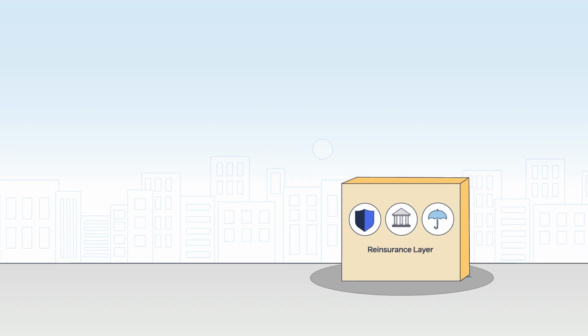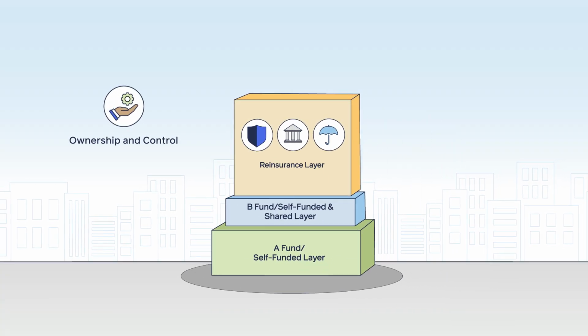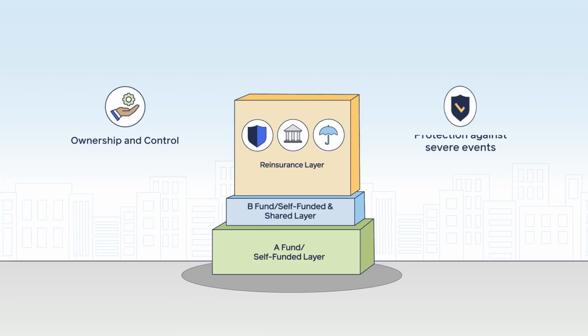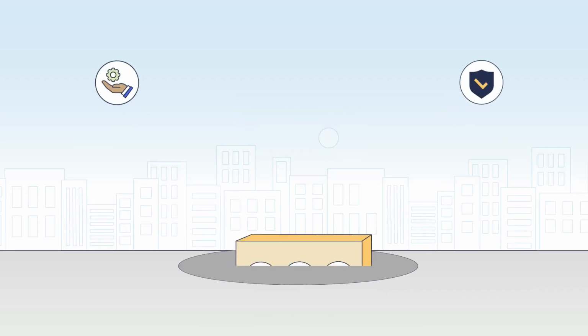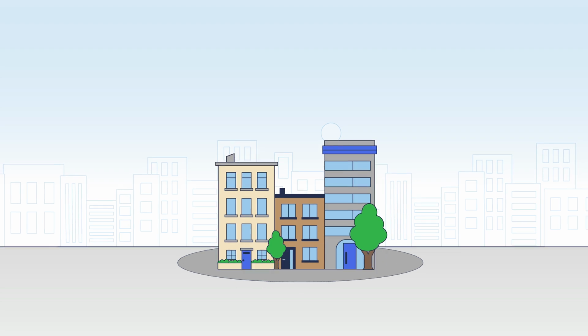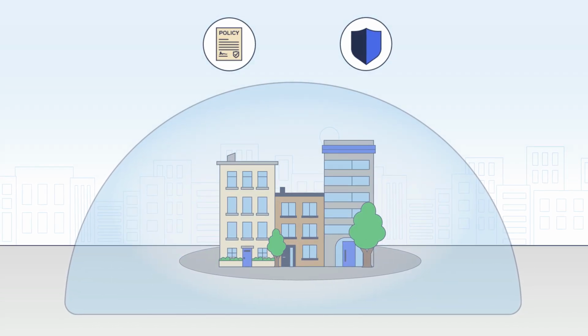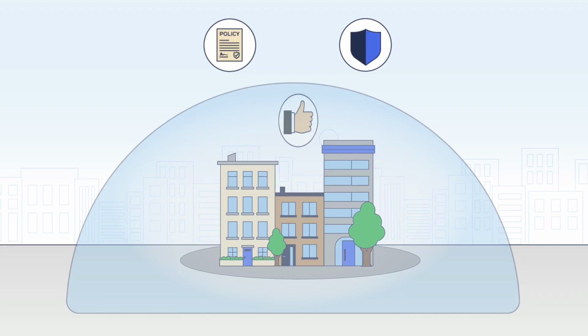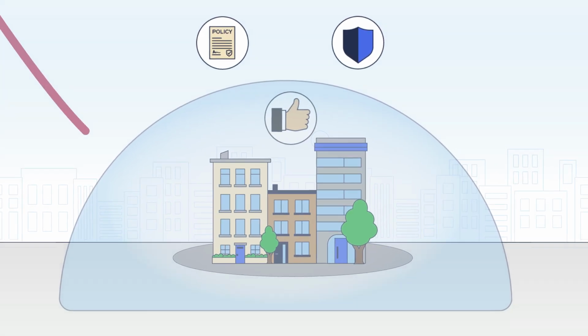Together, these layers offer the best of both worlds: ownership and control over predictable, manageable risks, and protection against severe, unpredictable events. From the outside, your insurance program still looks traditional: the same certificates of insurance, the same proof of coverage. But behind the scenes is a more strategic model designed to reward high-performing businesses.